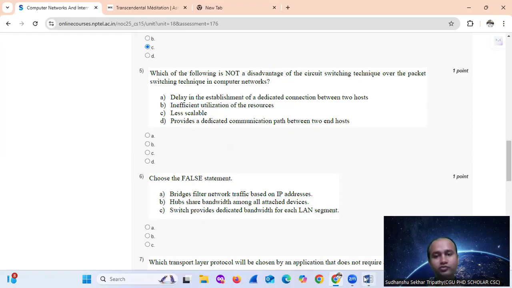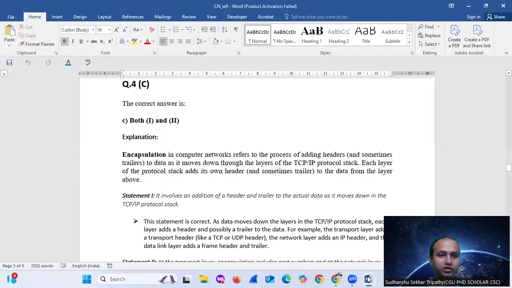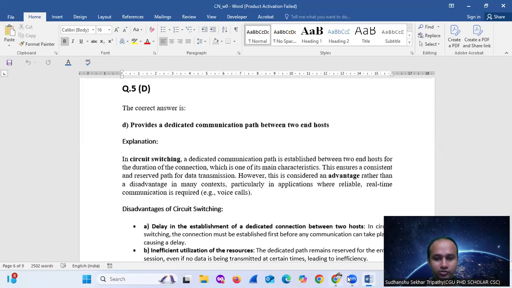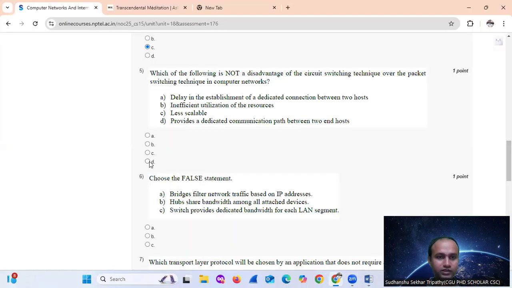Okay, so it is asking about the advantages of the circuit switching technique over the packet switching technique in computer network. Okay. So the answer will be option number D. Okay. Provides a dedicated communication path between two end ports.